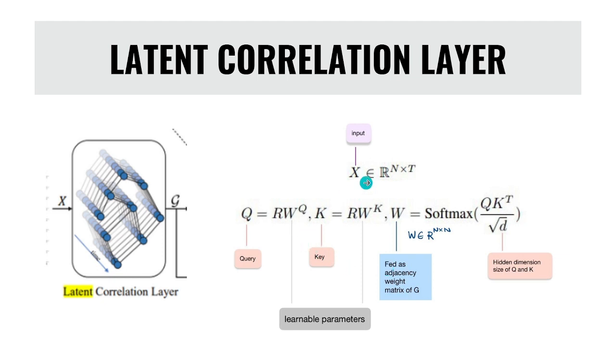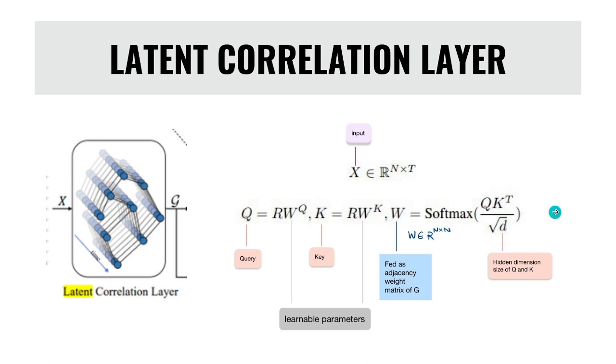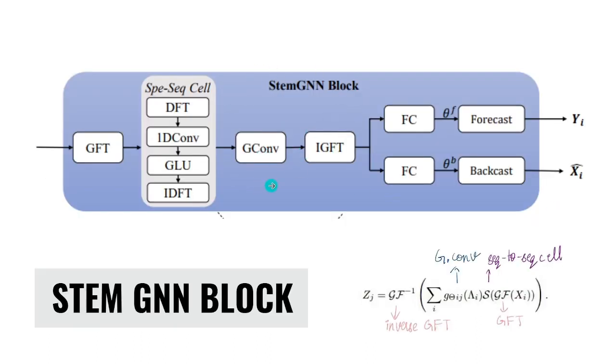First, given the input x, it is fed into a gated recurrent unit layer to obtain the state of the last hidden layer R, and this is used with the learnable parameters W_q and W_k to obtain the query and key values. And this is then used in the self-attention equation to obtain the adjacency weight matrix. This adjacency weight matrix is used to define the graph along with the input x. The StemGNN block is then processed.